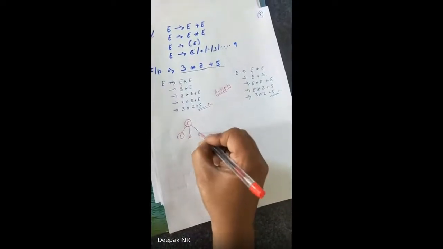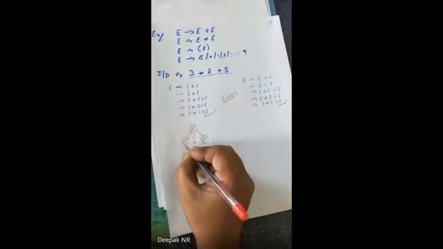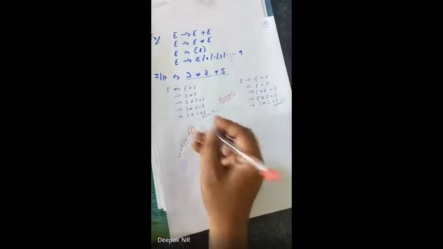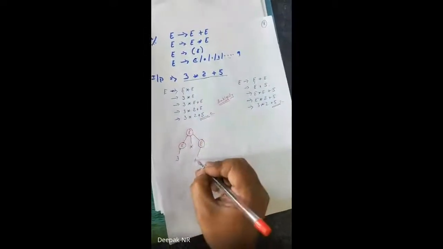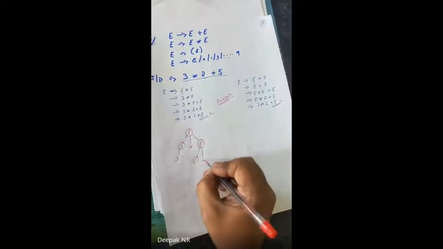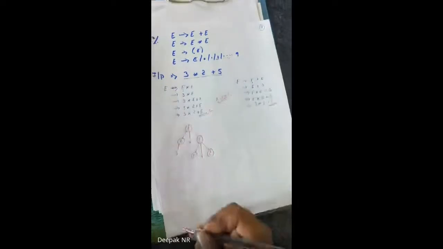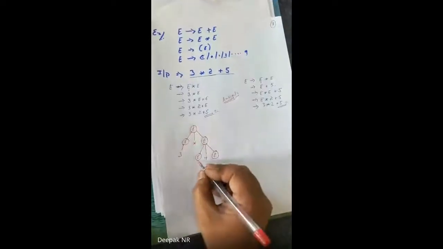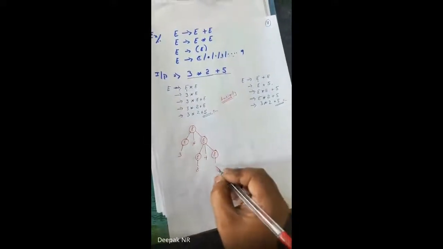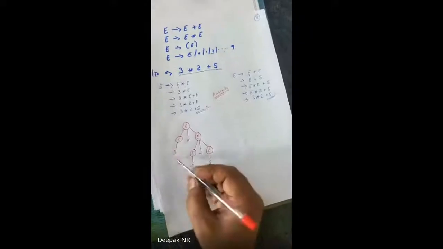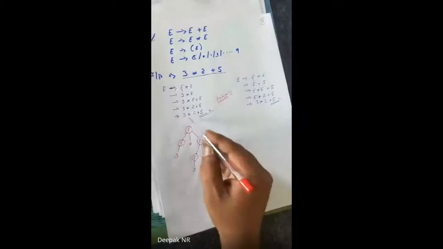This is E star E. Correct? Okay, now here I take it as 3. Star remains the same. Here I write E plus E, and here I write it as 2, and here I write it as 5. If you think from left to right, 3 star 2 plus 5 has been done.